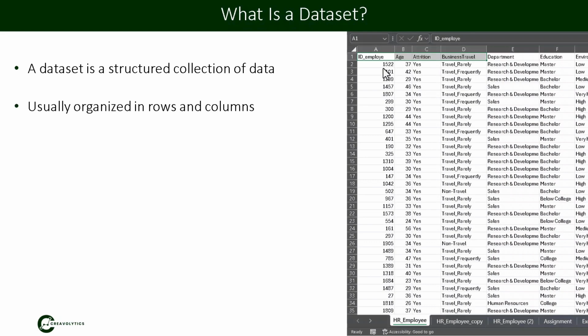Most of the datasets we work with in Microsoft Excel are presented in tabular form because this tabular structure allows you to clearly see how the data is arranged and how different pieces of information relate to each other. So in a dataset, each column represents a variable, and remember that a variable is a specific attribute or a characteristic that is being measured or recorded.